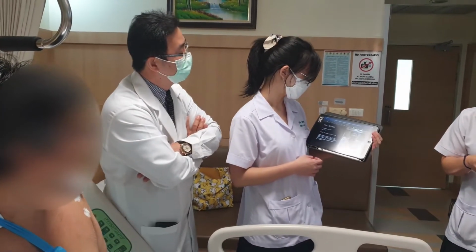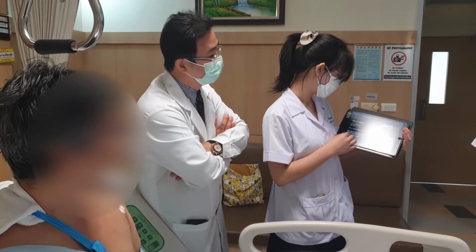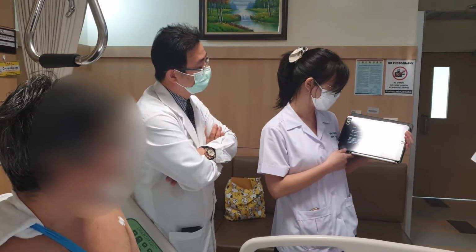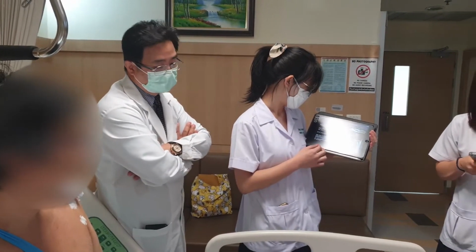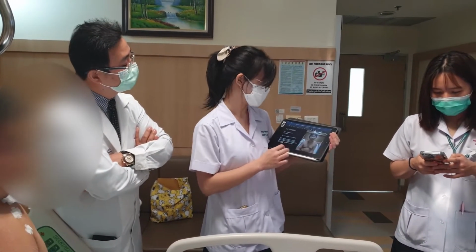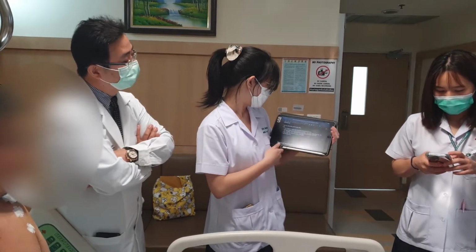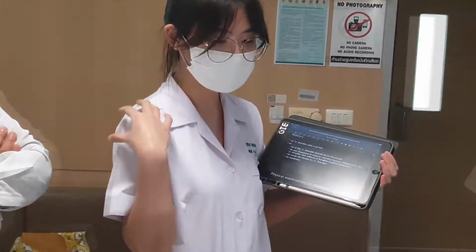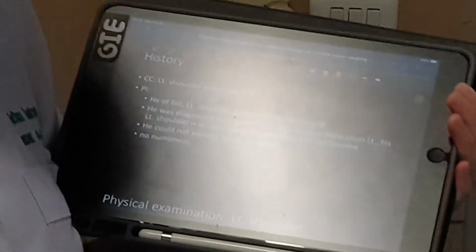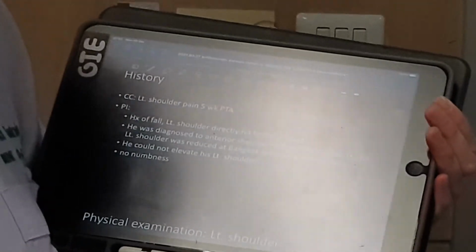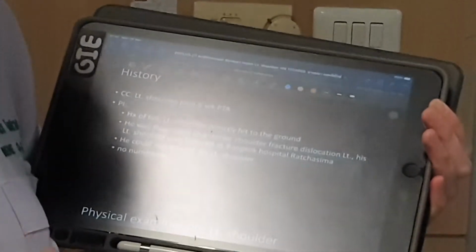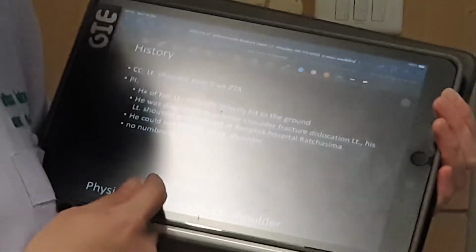Case of a male, 49 years old, no known underlying disease. His chief complaint is left shoulder pain 5 weeks prior to admission. He has a history of a fall on his left shoulder. He fell and his left shoulder directly hit the ground, and he was diagnosed with anterior shoulder fracture dislocation of his left shoulder, and it was reduced at Bangkok Hospital.